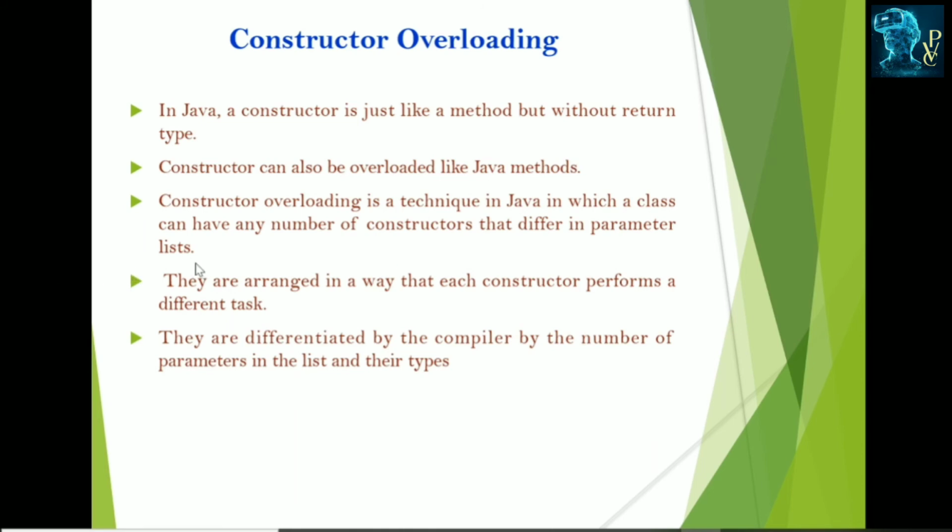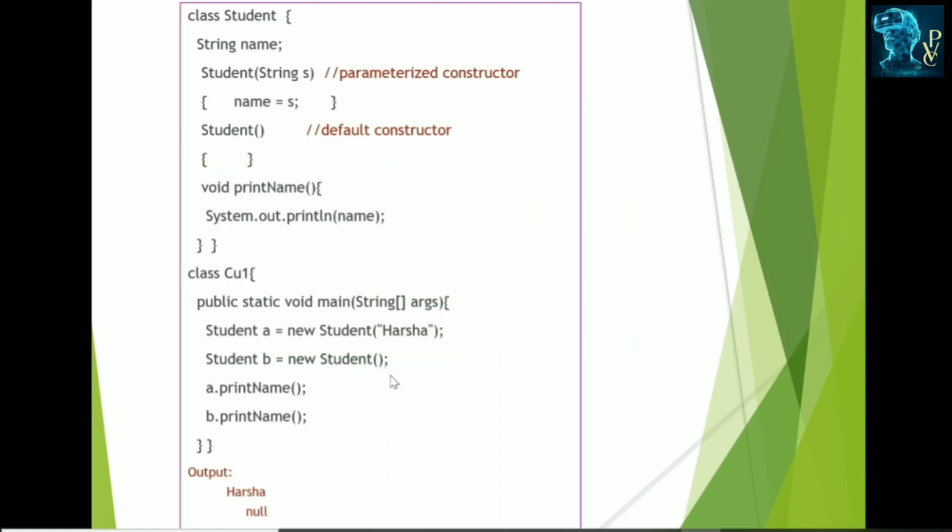And these are arranged in a way that each constructor performs a different task. These constructors' behavior can be differentiated by the compiler, depending on the arguments we are passing. This is the example using the different constructors. We have two types of constructors, default constructor and parameterized constructor.